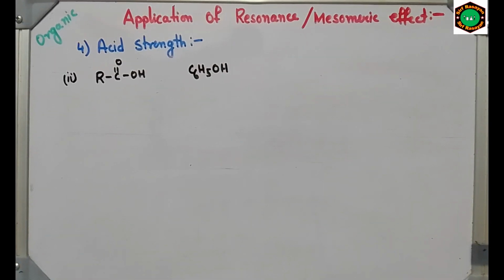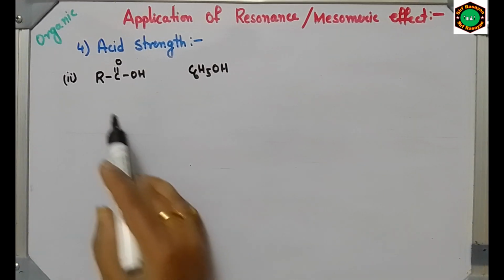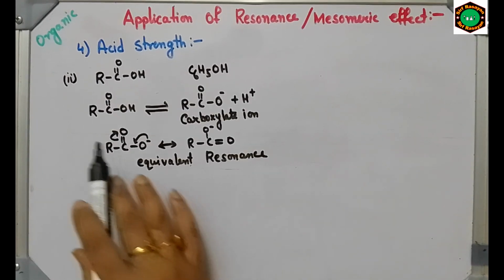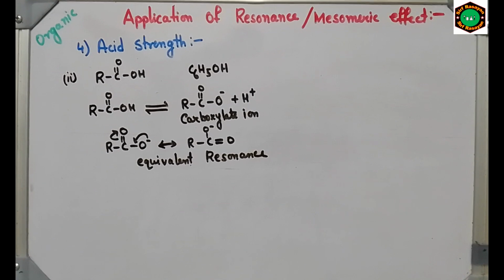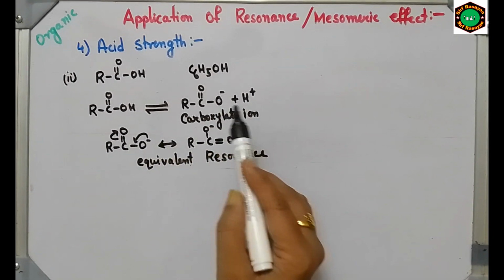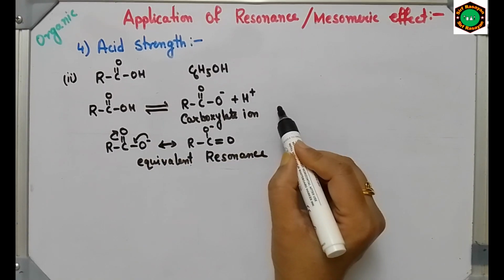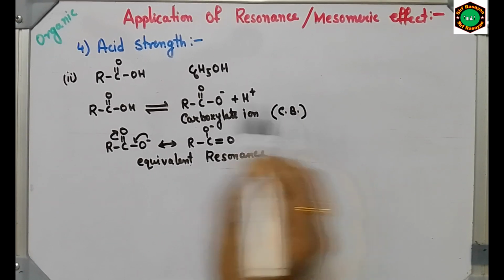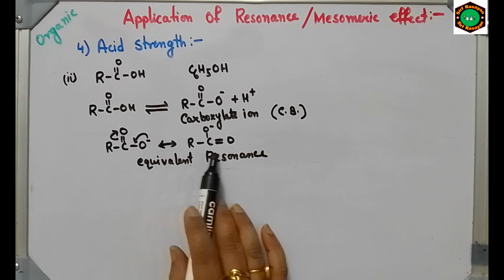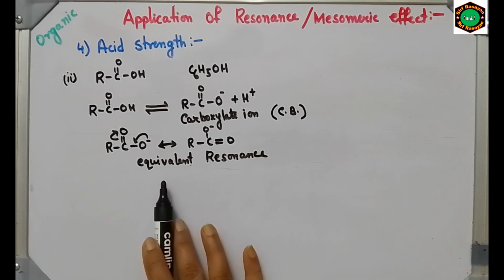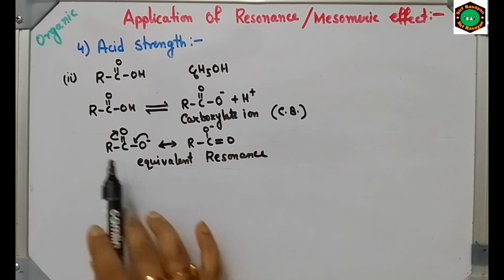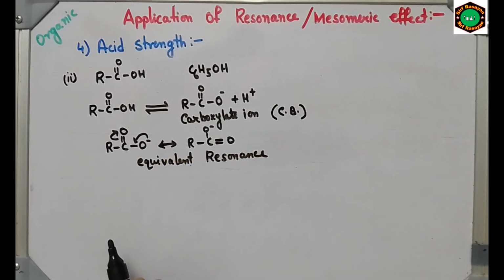Next is, between carboxylic acid and phenol, which one is more acidic? So first what you have to do, take the acid, remove H plus, you will get the conjugate base, the carboxylate ion of carboxylic acid. And here it is having equivalent resonating structures. Due to that, the species is stabilized.